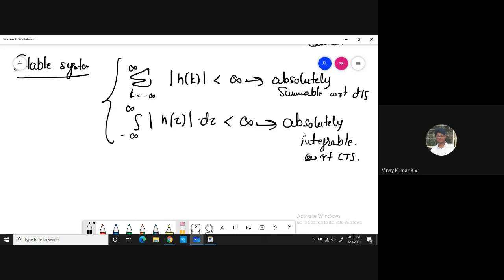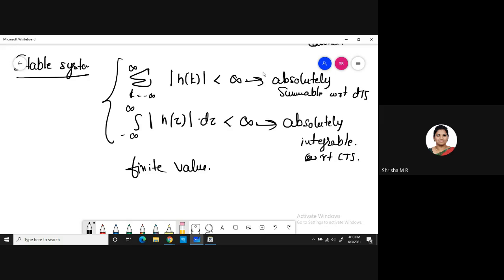Finite values, right? So absolutely summable or absolutely integrable means the response is convergent. It converges to a value less than infinity. Okay. That means it has finite value. Okay, it has the value less than infinity.